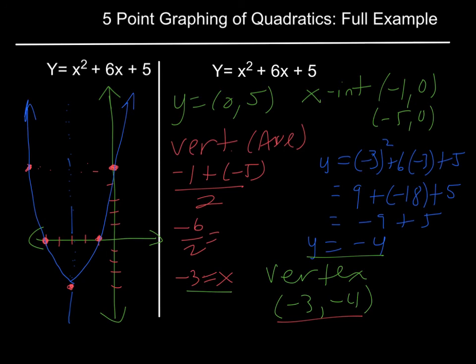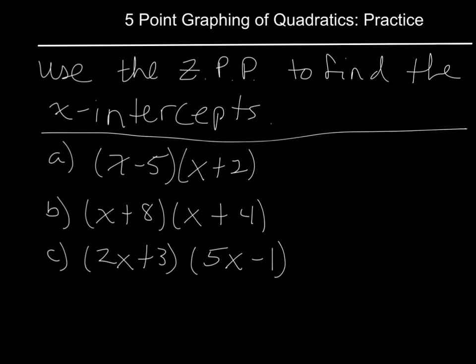So the 5 points, once again, are the y-intercept, the 2 x-intercepts, the vertex, and the reflected point about the line of symmetry. All right, and so the next 2 slides have a couple of problems to do, so let's take a look at them. So here what I want you to do is just practice ZPP. So I've already factored the quadratics for you, and all you have to do is make it equal to 0 and solve for x to fall in the ZPP.